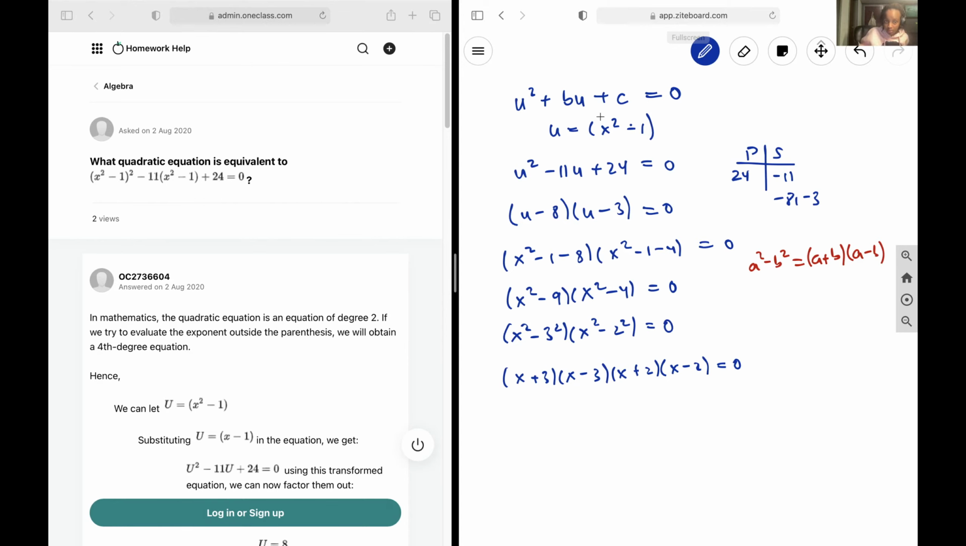So the quadratic equation that's equivalent to what we have is this, and the solutions of that equation are going to come from here: x is equal to positive or negative 3, and x is equal to positive or negative 2. So you have 4 solutions. So yeah, the order of this equation is to the power 4.